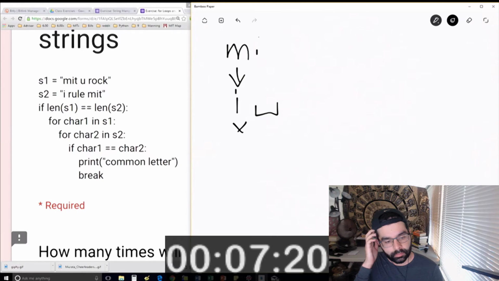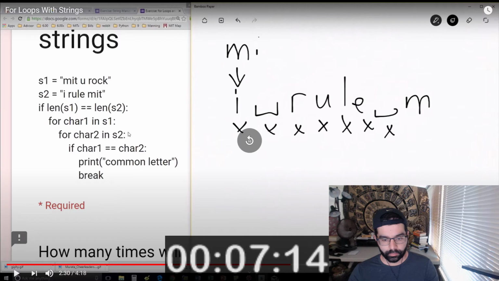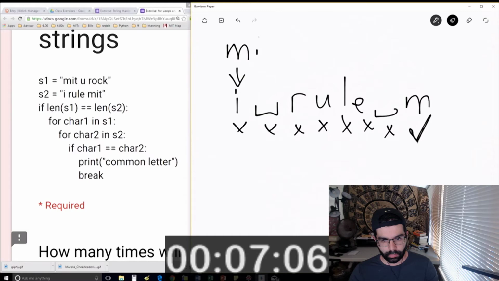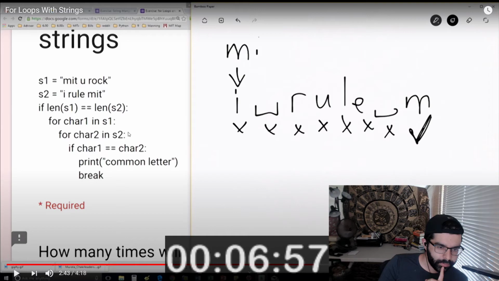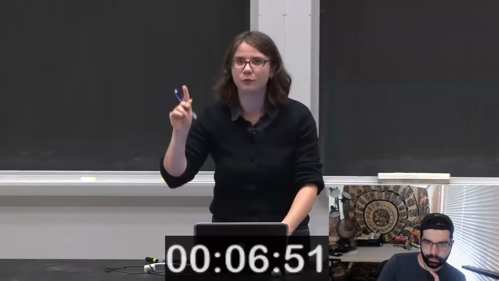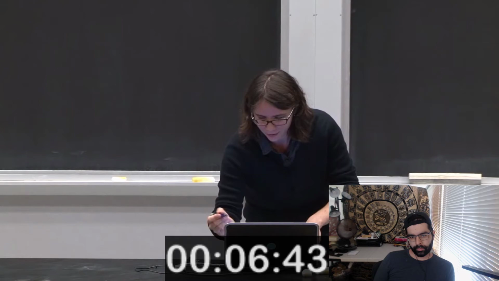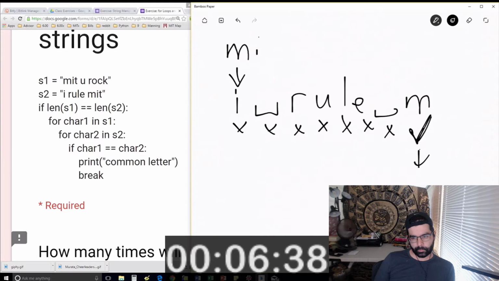Here, we're comparing M with an M, and we say, yes, they are equal. So we're going to print common letter, and then we're going to break. This break says, do not keep looking at the remaining letters in S2. Okay. So once we found one that matches, stop right here, break, and print out the thing, and then go on to looking at I, which is the next letter in S1, and you do the same thing, compare I with I.